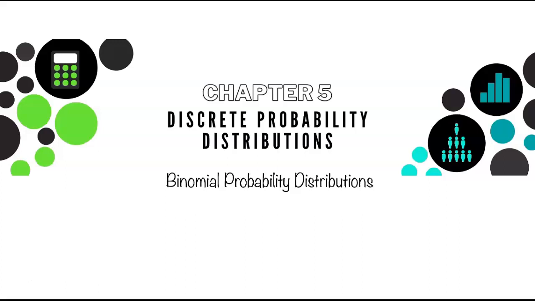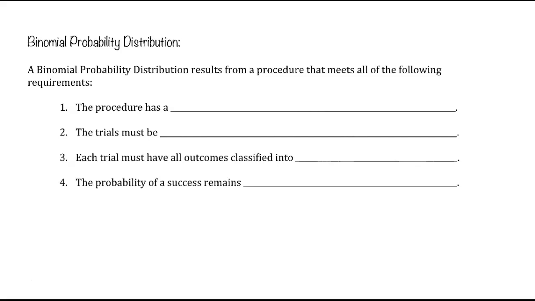In this lecture video, we're going to learn all about binomial probability distributions. A probability distribution is considered a binomial probability distribution if it meets the following requirements. First, the procedure must have a fixed number of trials. It cannot go on indefinitely.